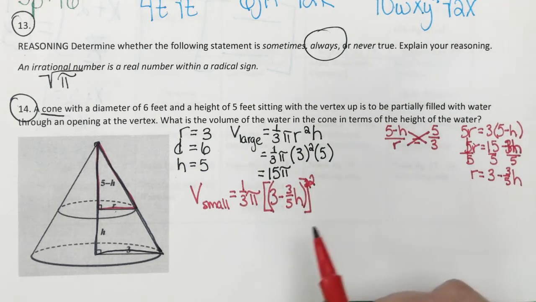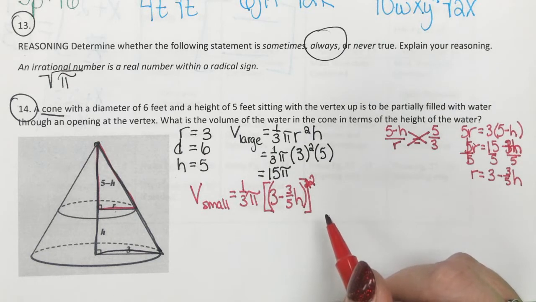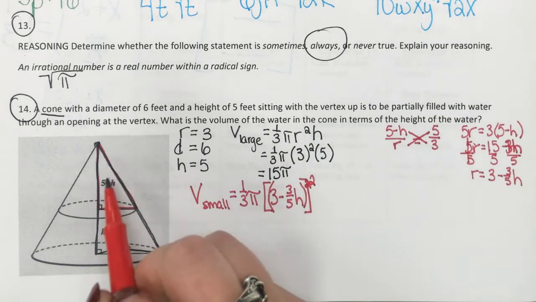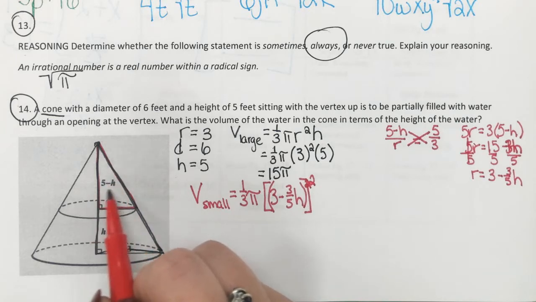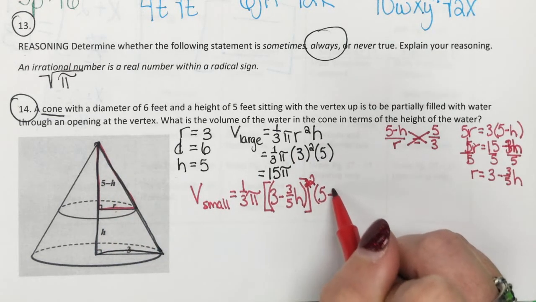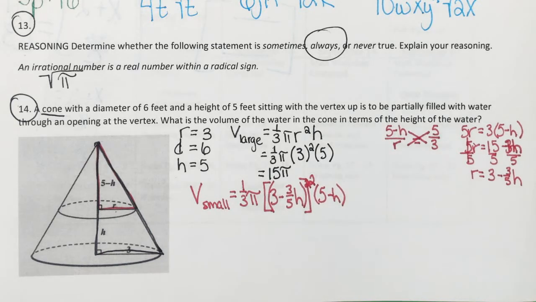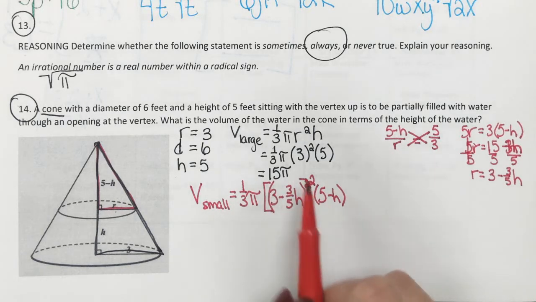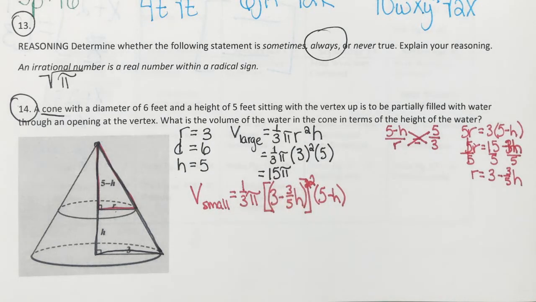Here we go. And then what was our height for our little one? 5 minus h. They were nice and went ahead and gave that to us. Are y'all okay? Okay, so I think we will not worry about foiling that, and we'll just leave it alone for right now, because I have a feeling that's going to be a nasty beast. Is that okay with y'all? All right, here we go.